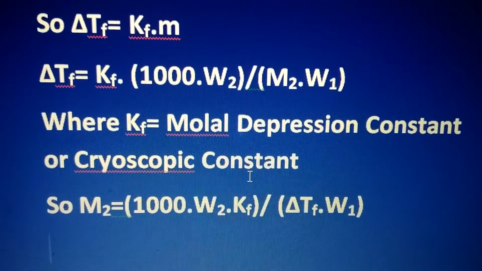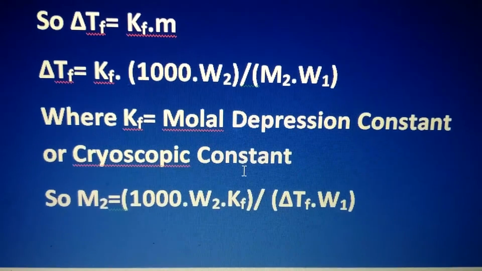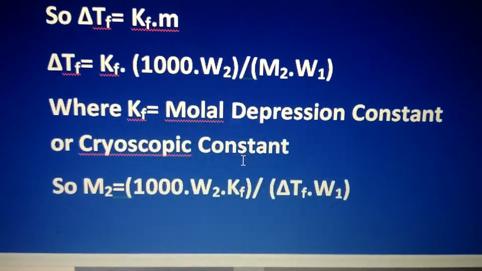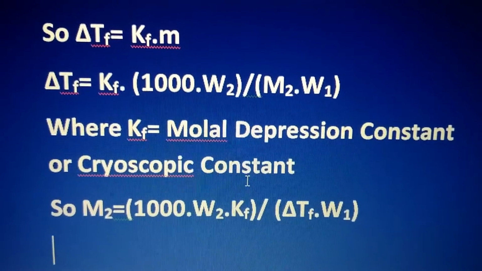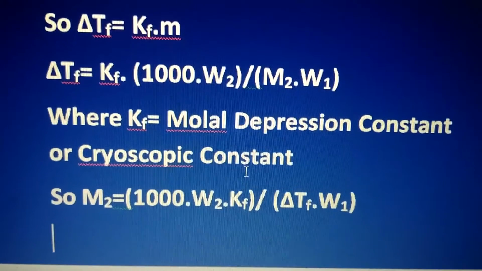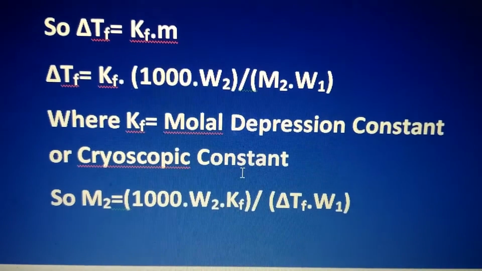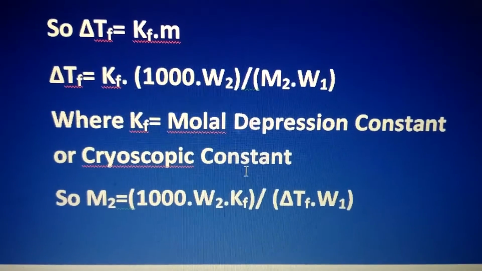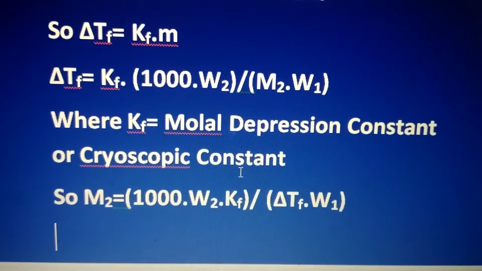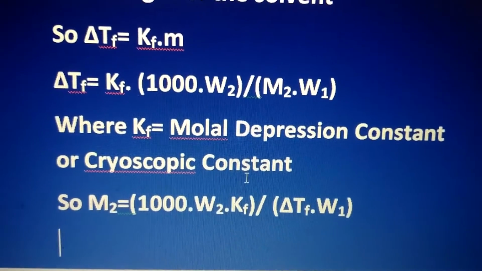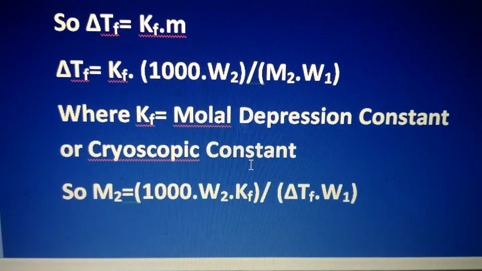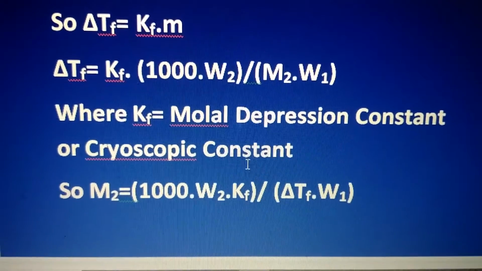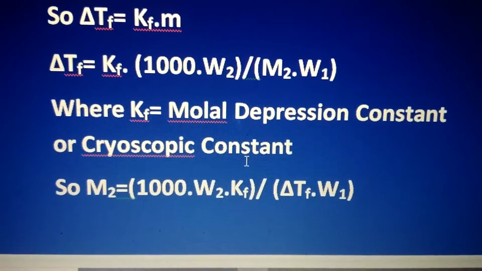So delta Tf is equal to Kf into m. By putting the value of m, we get the full equation: delta Tf is equal to Kf into 1000 into W2 divided by M2 into W1. From this equation, we have 5 quantities. One is delta Tf, second is Kf, third is W2, fourth is M2 and the fifth is W1. Out of these 5 quantities, if 4 are known, then the fifth can be calculated.